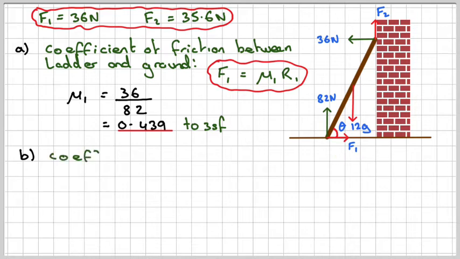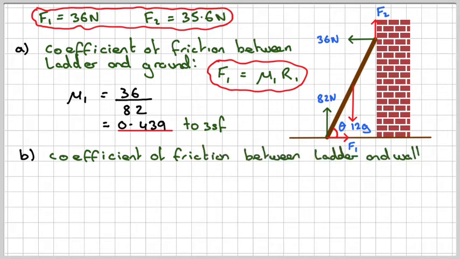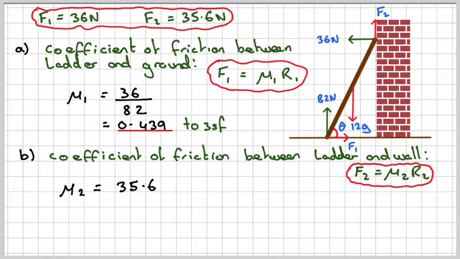And then doing a similar thing for the coefficient of friction between the ladder and the wall. We're going to have that F2 is equal to mu2 R2. So mu2 will be F2, which is 35.6, divided by 36, which will give me 0.989, so quite a high coefficient of friction.